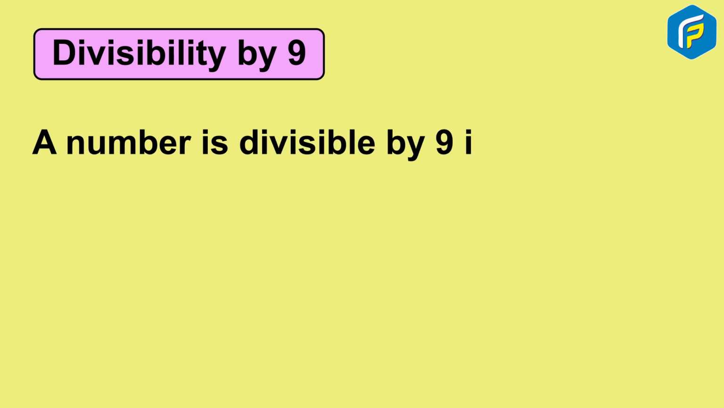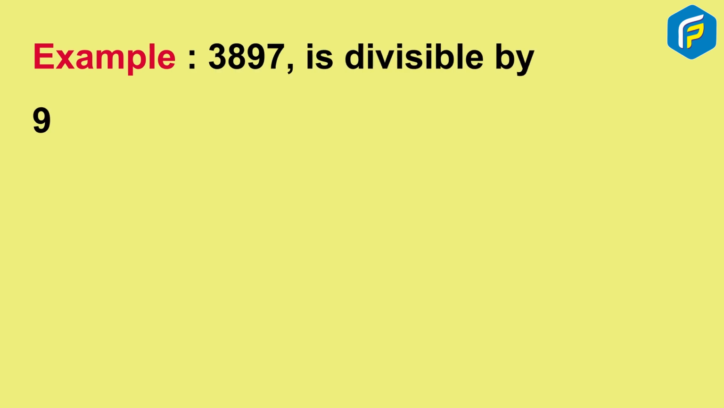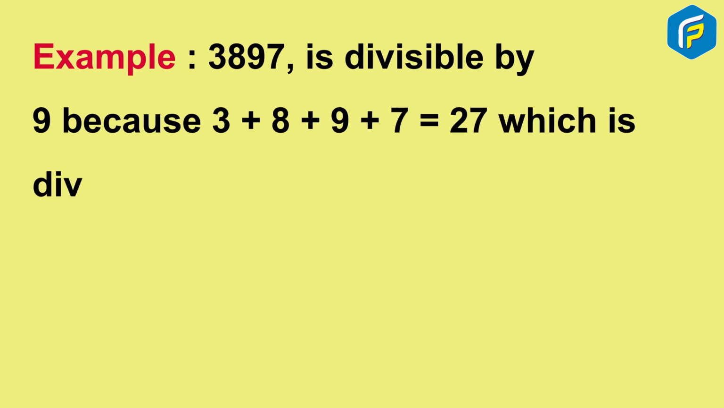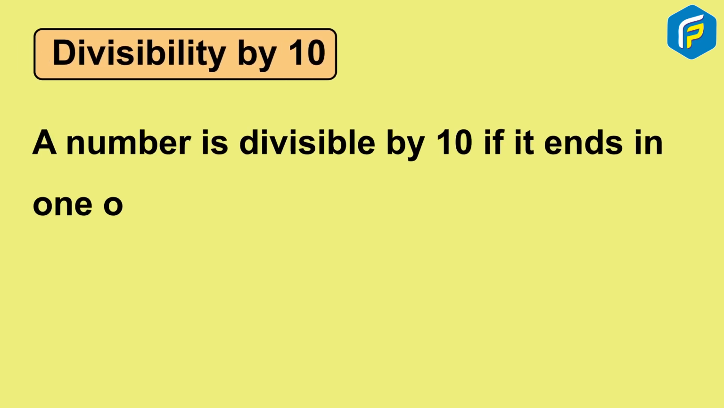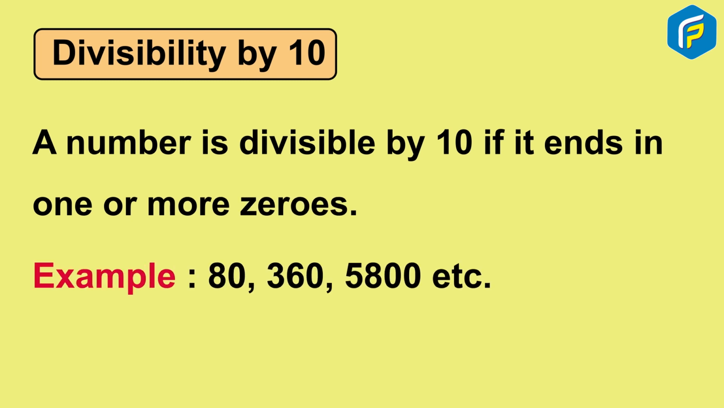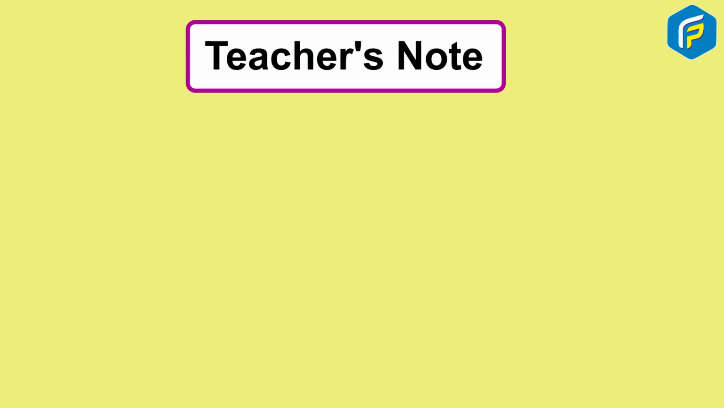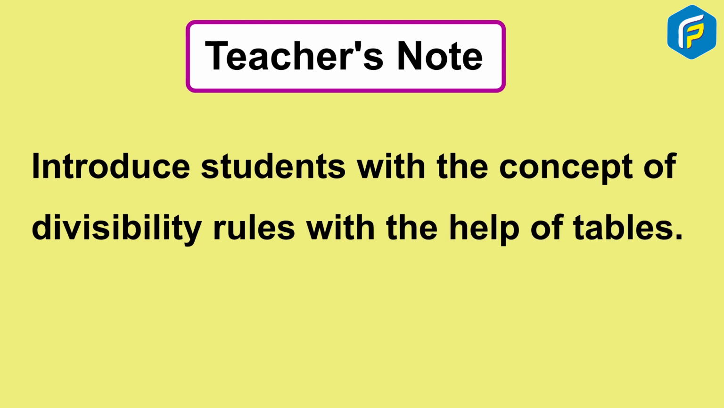Divisibility by 9. A number is divisible by 9 if the sum of its digits is divisible by 9. Example: 3897 is divisible by 9 because 3 plus 8 plus 9 plus 7 is equal to 27, which is divisible by 9. Divisibility by 10. A number is divisible by 10 if it ends in one or more zeros. Example: 80, 360, 5800, etc. Teacher's note: introduce students to the concept of divisibility rules with the help of tables.